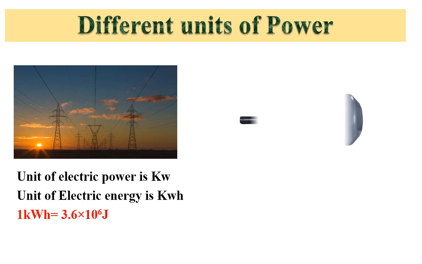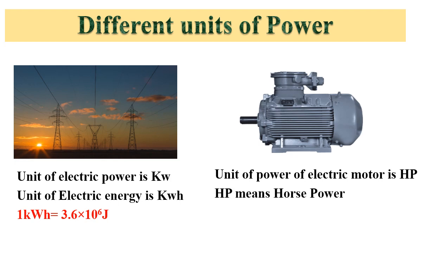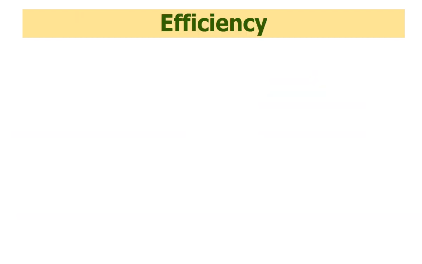Let's have a look at another unit of power. You can see an electric motor. What is the power of an electric motor? It is HP. Yes, HP means what? HP means horsepower, and we know that 1 horsepower equals 746 watt. These are the units of power.